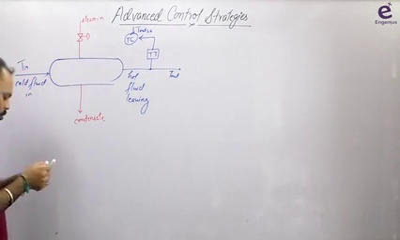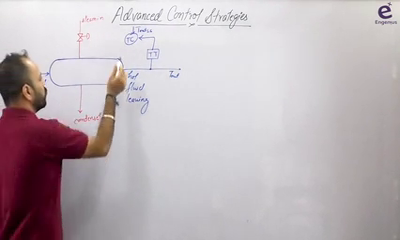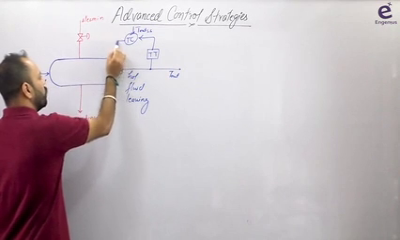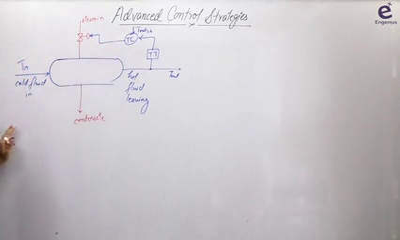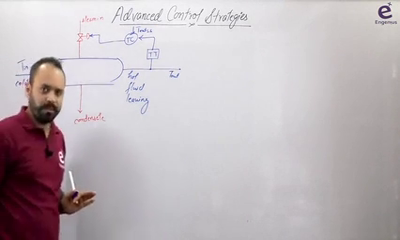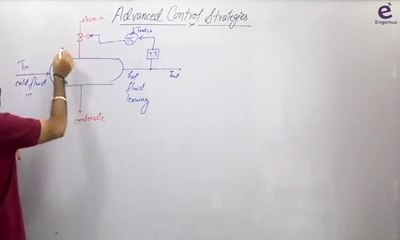Now the temperature controller is going to manipulate this steam flow rate here, right? Temperature controller is going to manipulate the steam flow rate, right? This is the situation, understood. Suppose this valve is off.